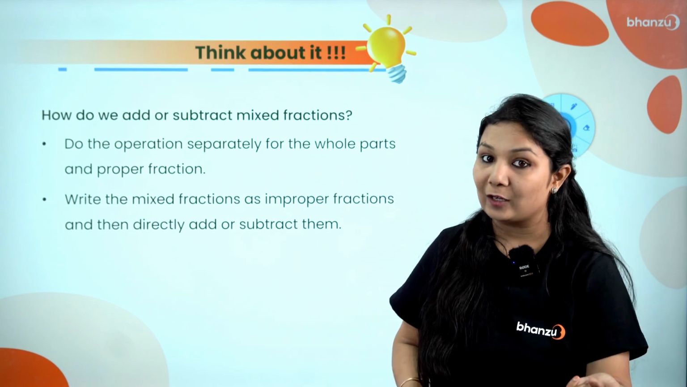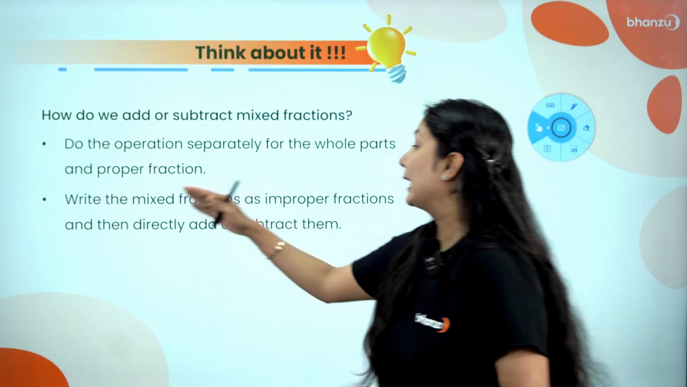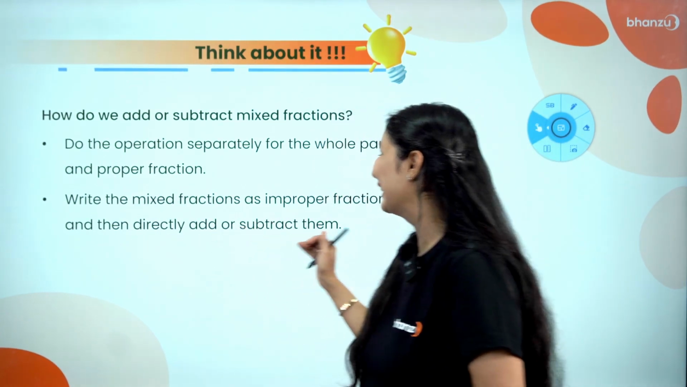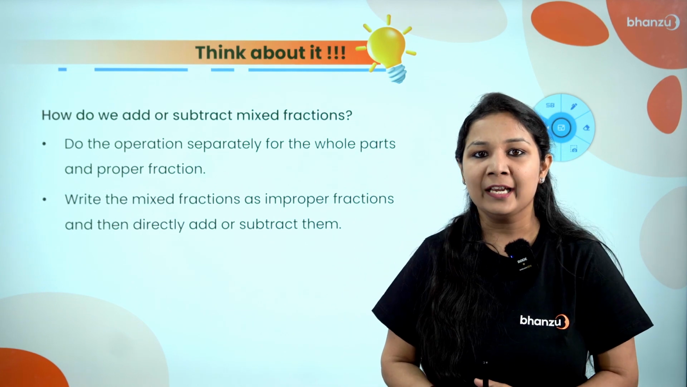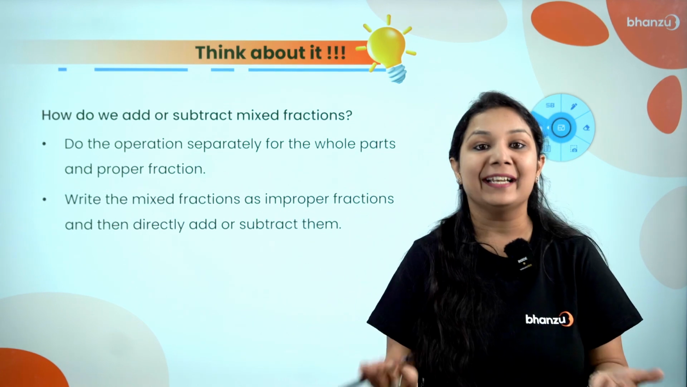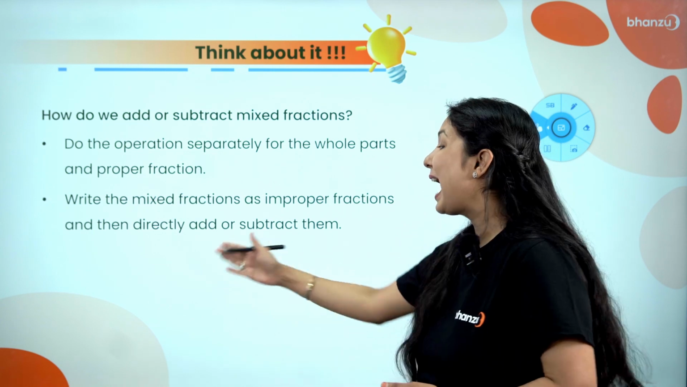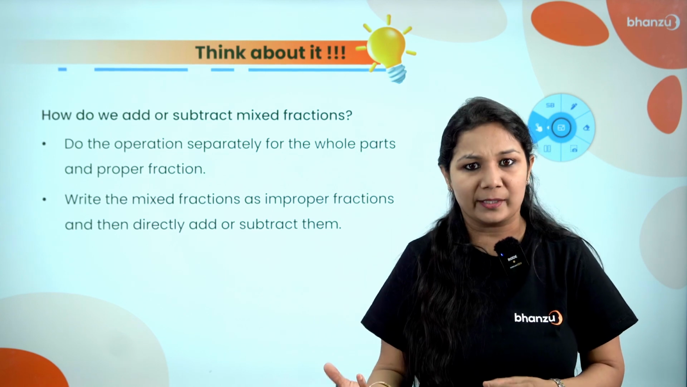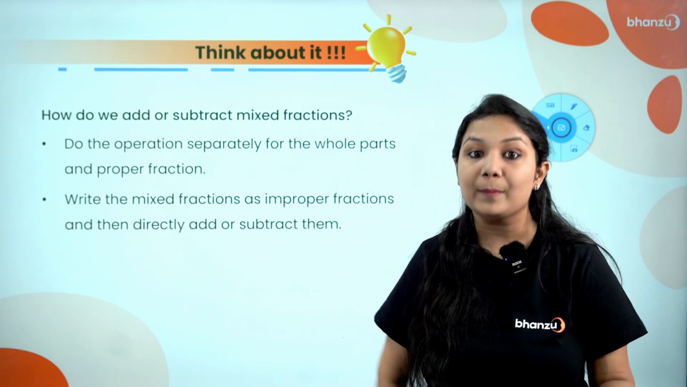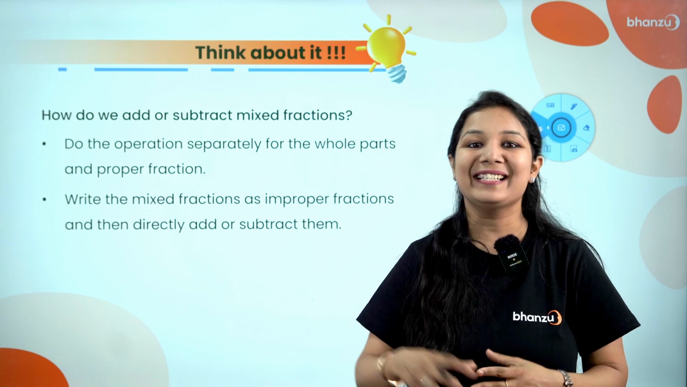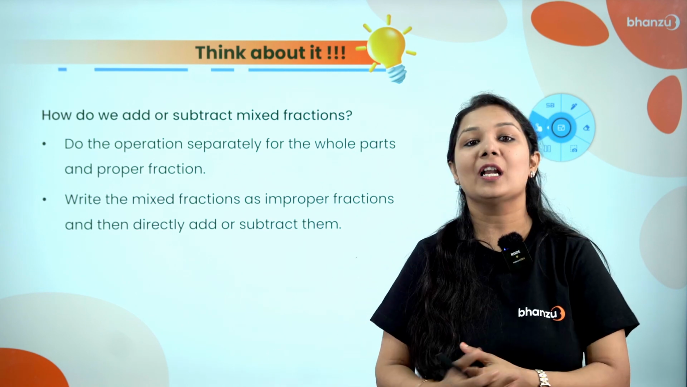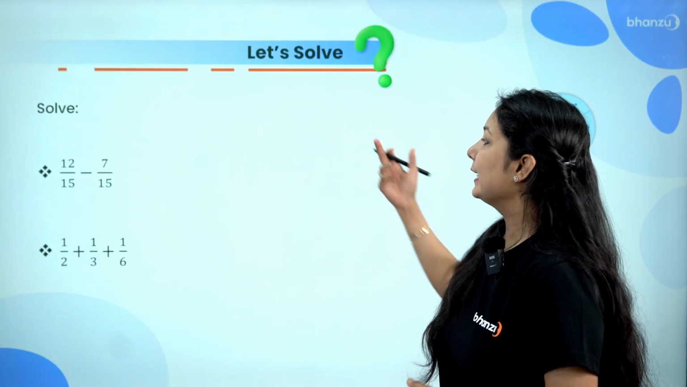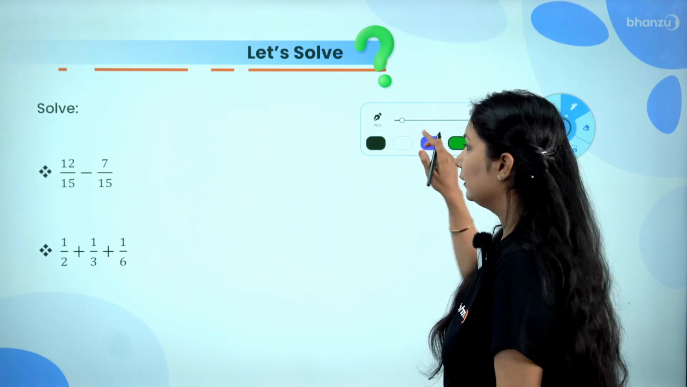Or the other way around, which I prefer, is to write the mixed fractions as improper fractions and then directly add or subtract them. Right? Once you get improper fractions, we have already learned just now how to add or subtract them. If the denominators are same, just do the operation in the numerators. If the denominators are not the same, convert them to like fractions and then do the operation according to the question. Okay? So moving ahead, let's solve two interesting questions.